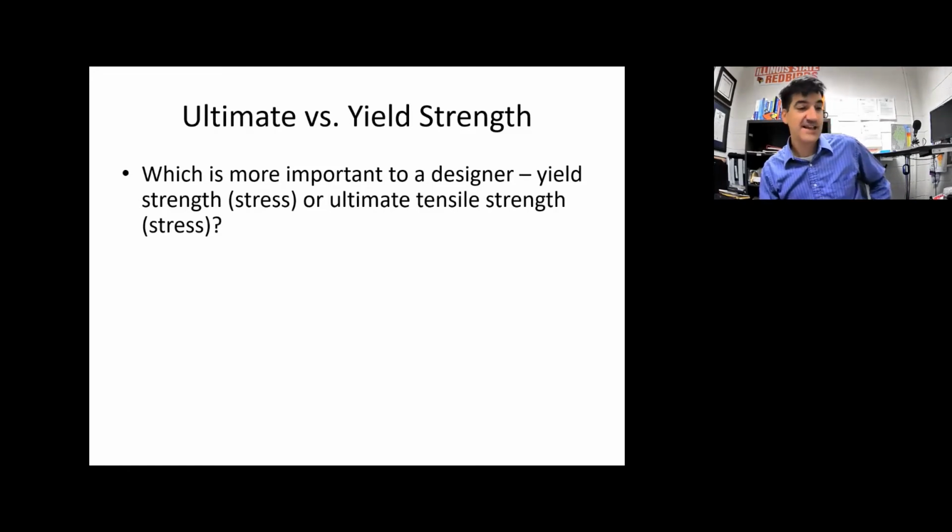So as you're designing things, temporary deformation, probably okay, probably fine. Plastic deformation, usually not okay. So therefore, the yield strength or yield stress of the material, I would argue, is more important than the ultimate tensile strength or ultimate tensile stress of the material.